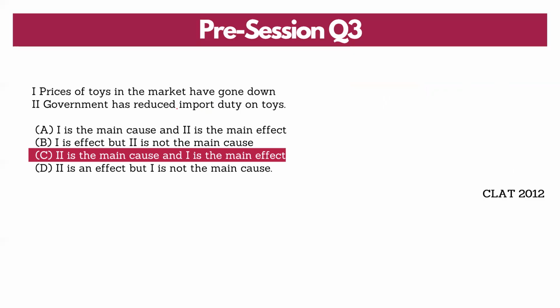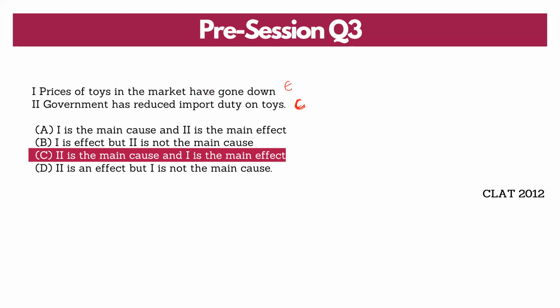Let us look at the third question. Prices of toys in the markets have gone down. Government has reduced import duty on the toys. So see, if you look at it, statement two could be the cause and statement one could be the effect. Statement one is saying something has happened.